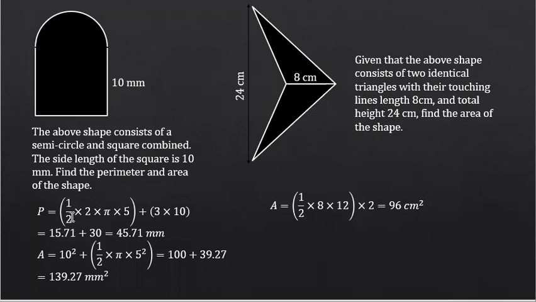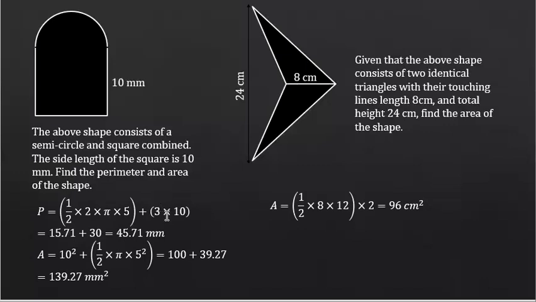And the reason why we are multiplying by a half is because it is not a full circle. So we are multiplying 2 by pi by 5 by a half because we are only finding the perimeter, which is this distance here. We are not going in a full circle. That will give us 15.71.